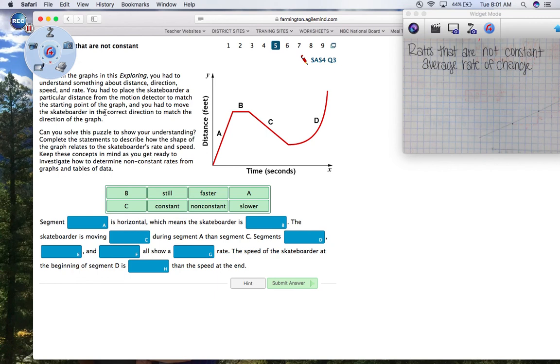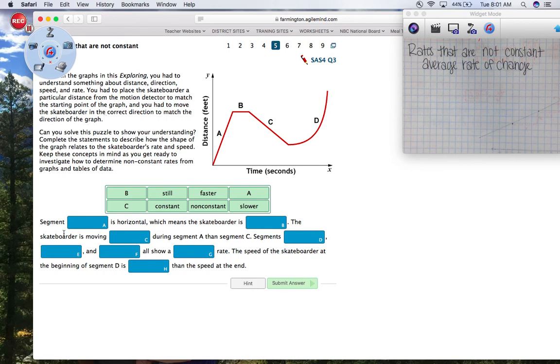...that are not constant, and average rate of change. Average rate of change we will talk about. It's just meaning take the average of the points and see what is the closest to the real rate of changes you can have.